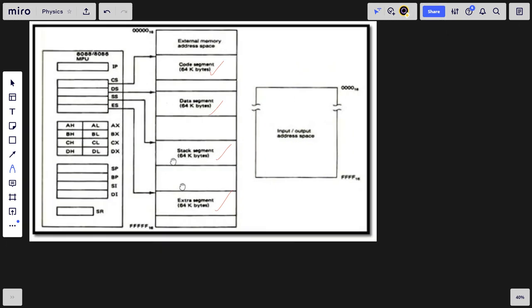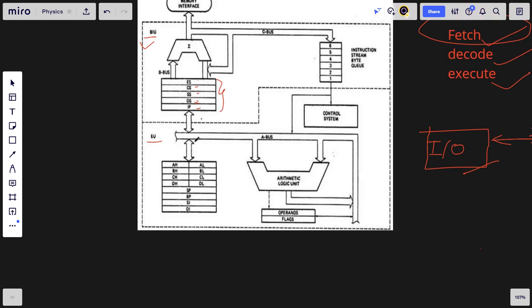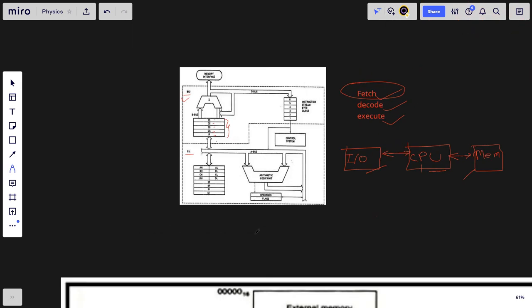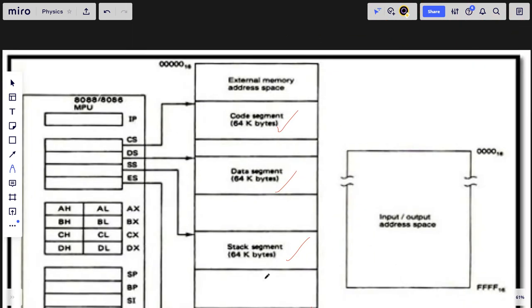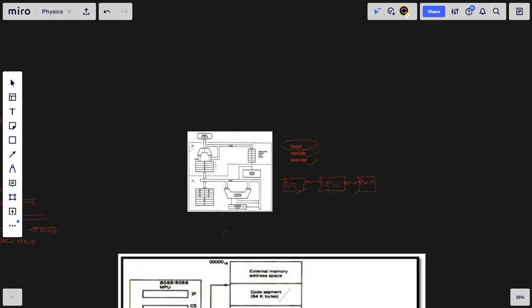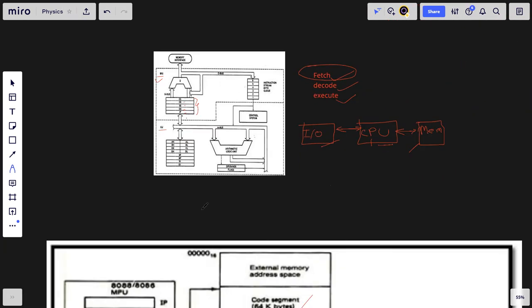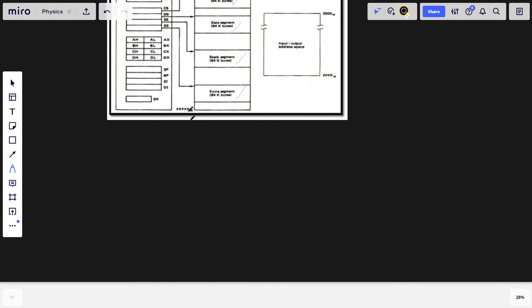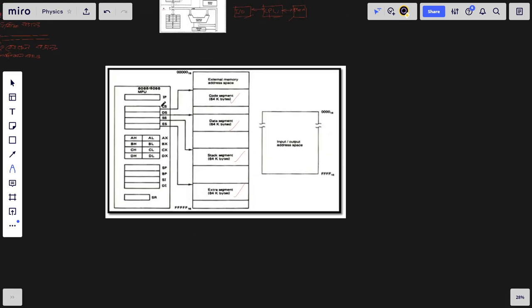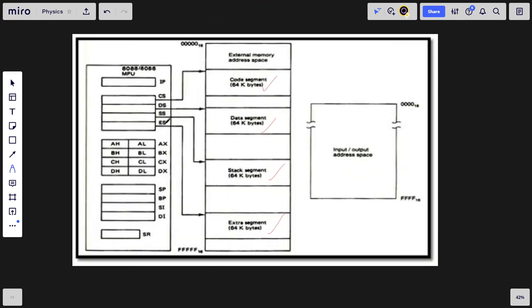These are not the registers. The registers are in the CPU. These are the registers, and these are the segments in memory. Their names are the same, but there is a reason why the names are the same. We will tell you about that. But these are the segments in memory, and these are the registers in CPU. Let's combine them. In this picture, we can see that here are the registers CS, DS, SS, ES.